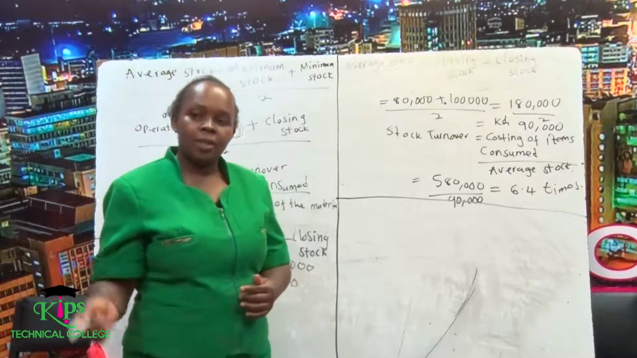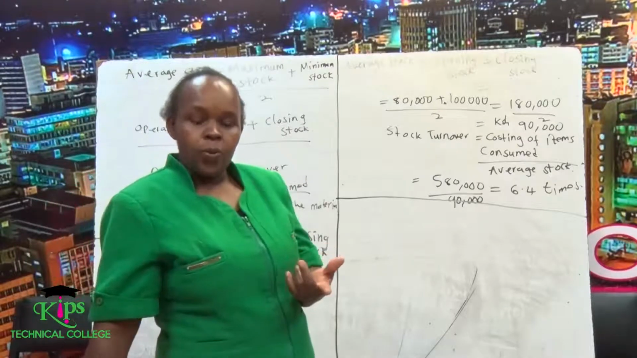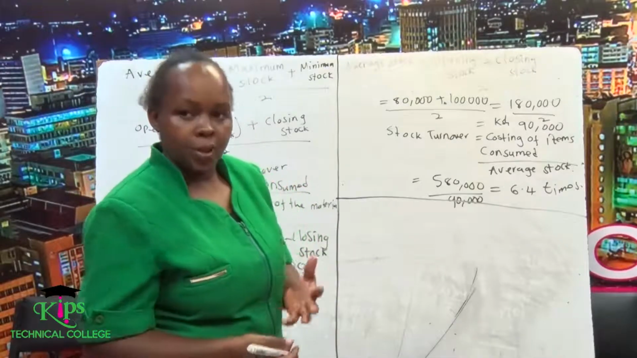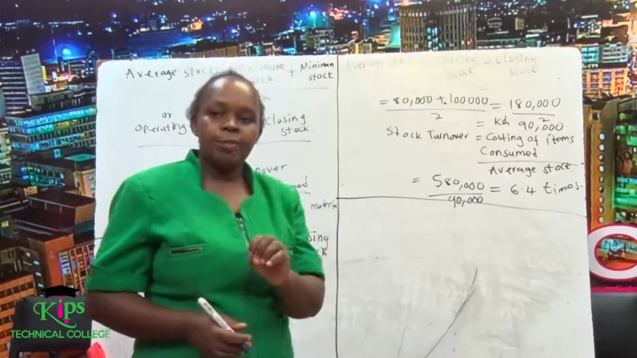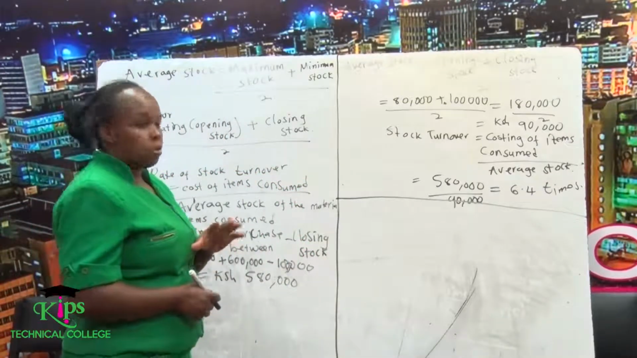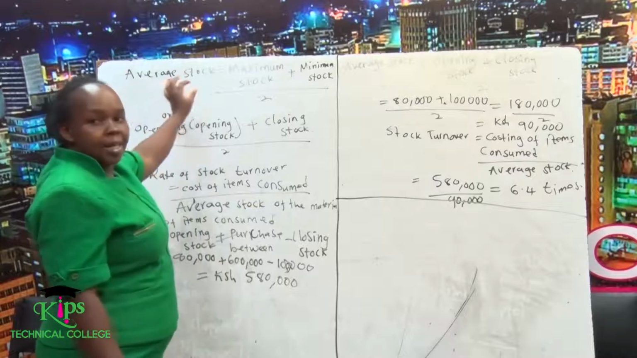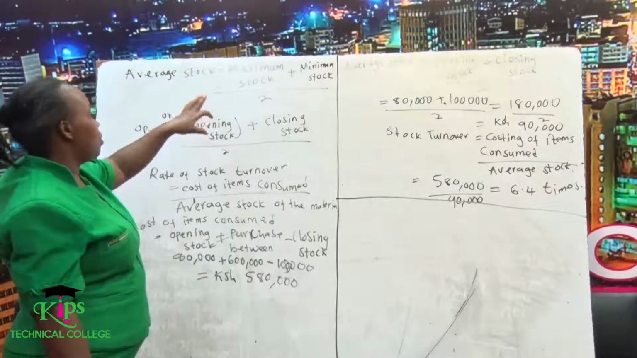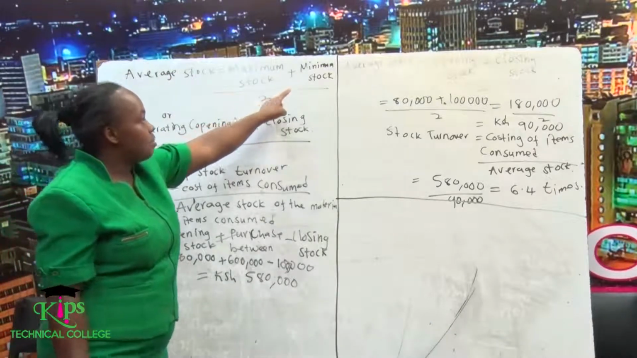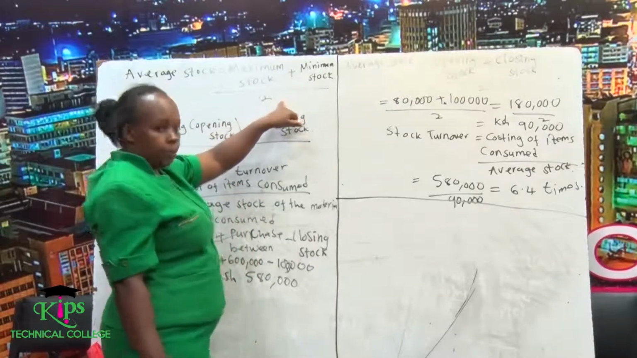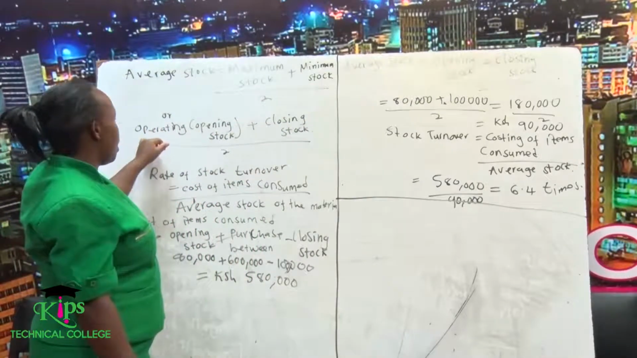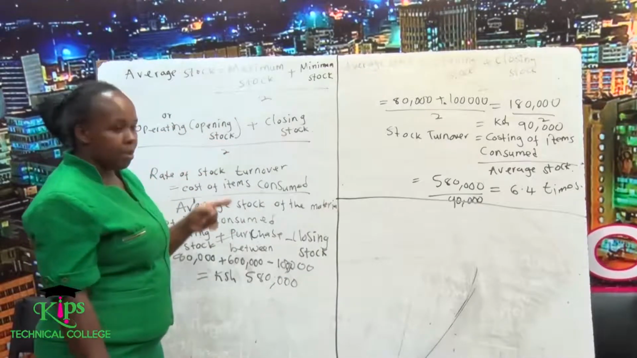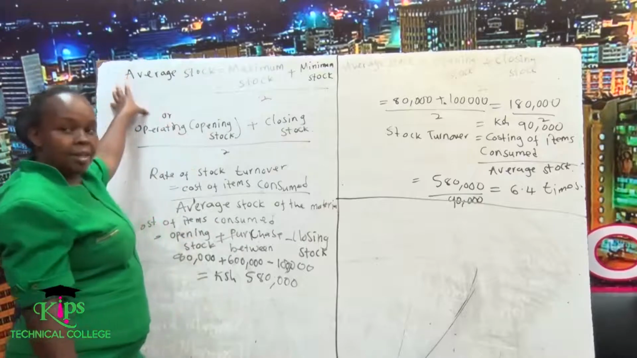Now, when we are doing stock turnover, as we have heard, we are doing it to establish the stock which is not moving frequently. There are formulas that we use when calculating the stock turnover, and we start by calculating the average stock. Average stock equals maximum stock plus minimum stock, divided by 2. Or you can use the other method, which is opening stock plus closing stock divided by 2. That is how you calculate average stock.